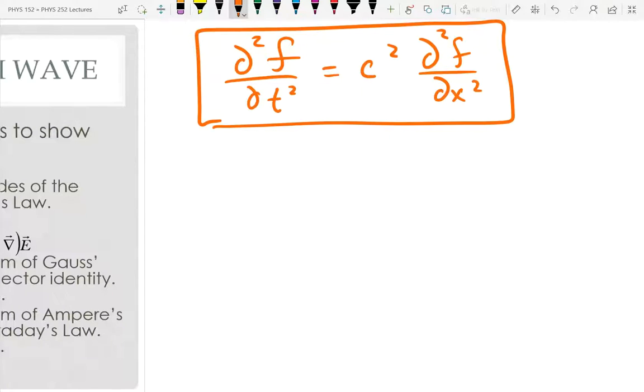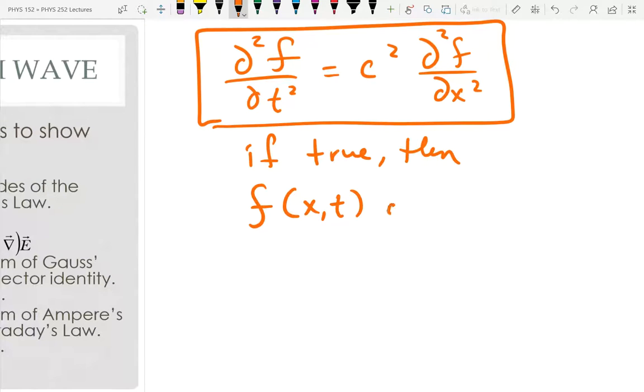You have a function, notice those are partial derivatives. Partial derivatives means if you're doing df dt, x is just a constant. You don't worry about any chain rule things. You don't worry about any product. You just have x is a constant. And likewise, for the df dx, then t is a constant. And so if this is true, then f, which is a function of x and t, can describe a wave.